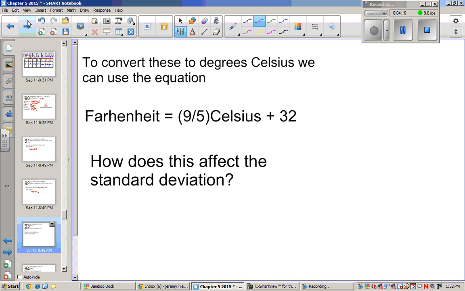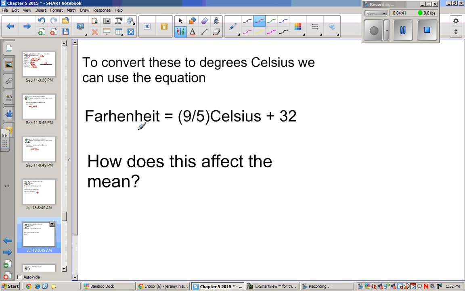Now, here are some Fahrenheit and Celsius ones. If we're going from Celsius to Fahrenheit, how does that affect the standard deviation? Well, here we're going to have to multiply by our b, which is 9/5. And notice that adding 32 does not affect the standard deviation. How does it affect the mean? Well, we'll take the old mean and multiply it by 9/5, and then we would add 32 to it.